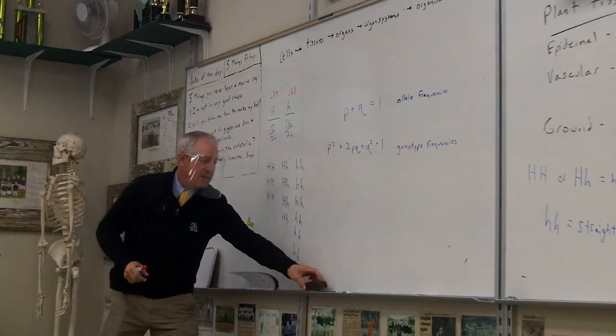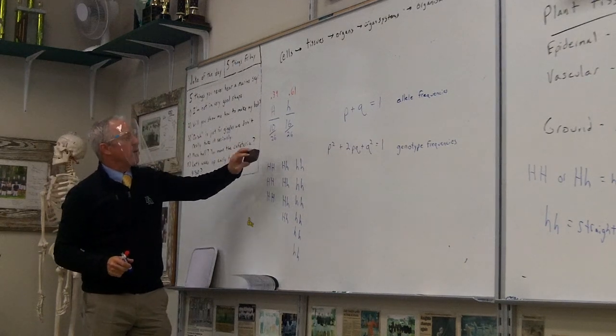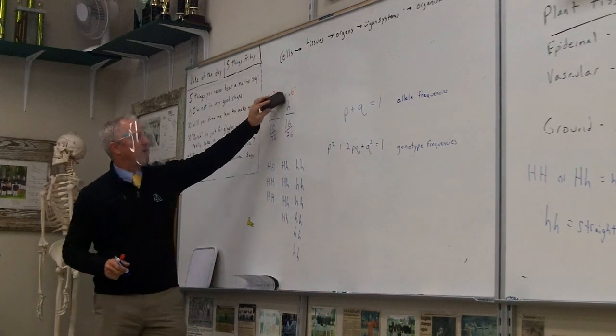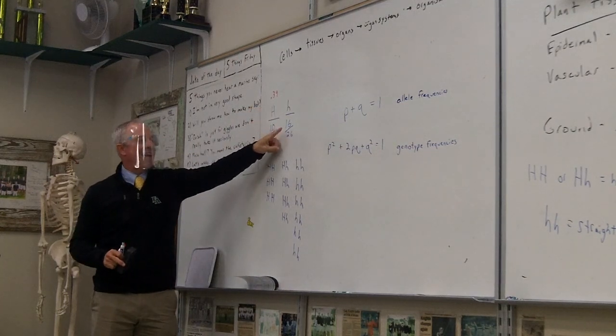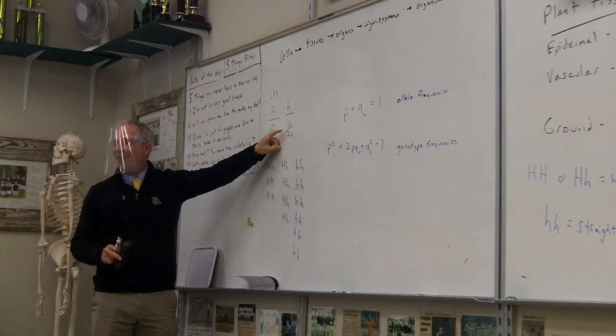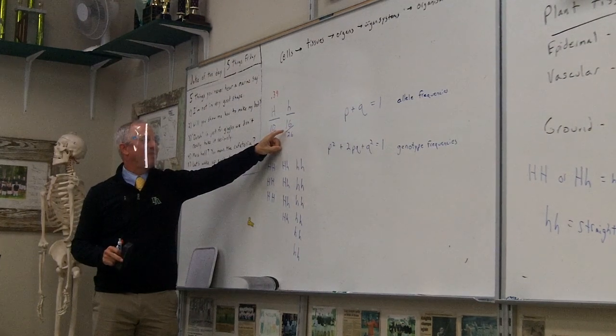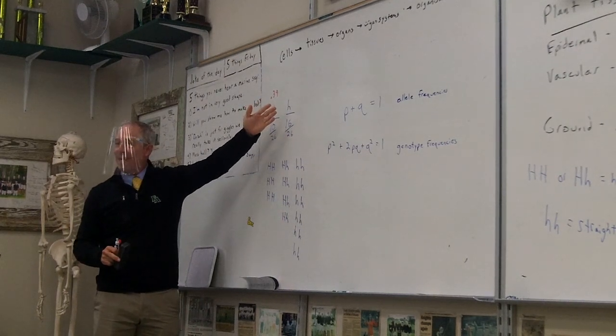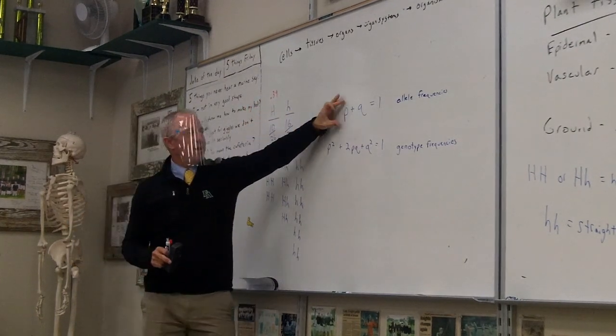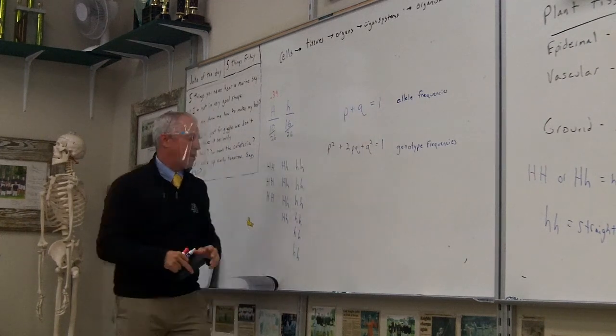Now check this out. When Andrew told me that this fraction was 0.39, I could do this one in my head. I knew this was 0.61. How am I so good at math all of a sudden? State champions of math team. Because it's got to add up to 1, right? That's where this formula comes in. P plus Q equals 1.